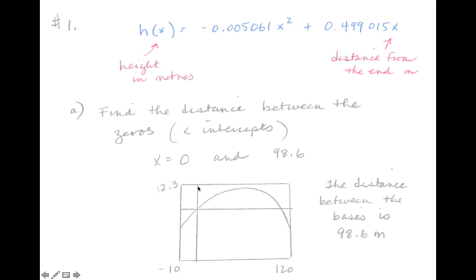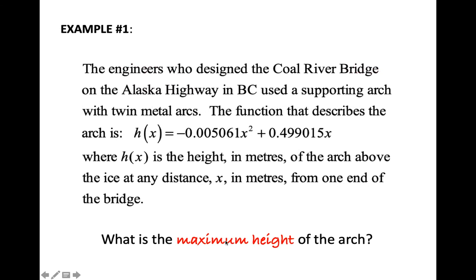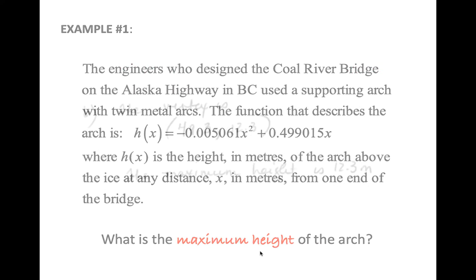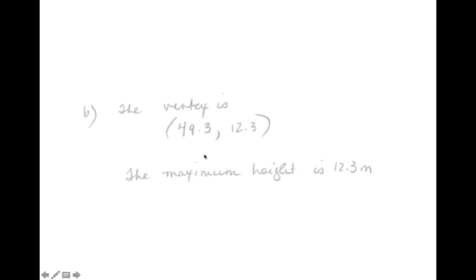But when you come to the next part, where we ask you to find the maximum height, you're going to want to adjust it so that you can see it once again and find the vertex. The vertex takes place at 49.3 and it is a height of 12.3. So we interpret that as the maximum height is 12.3 meters.